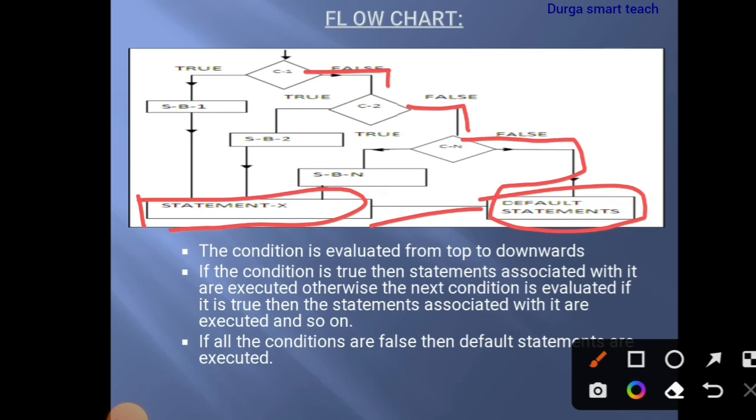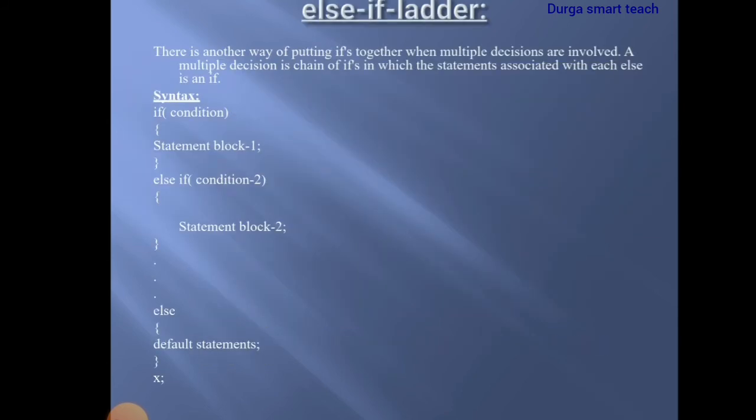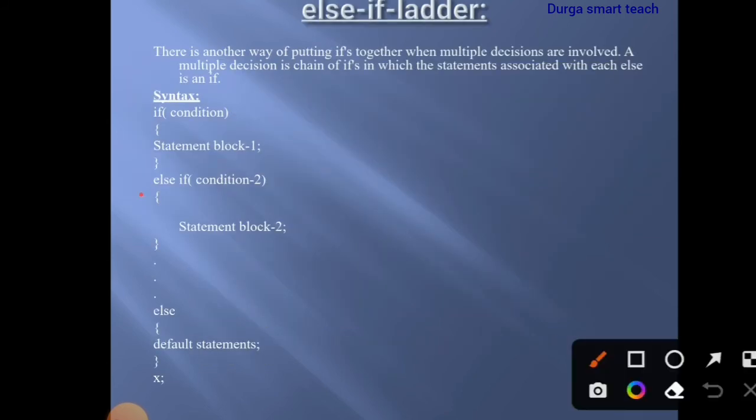So that is else if ladder. One if contains a number of else ifs. That's why it is known as else if ladder. It is a chain of ifs.